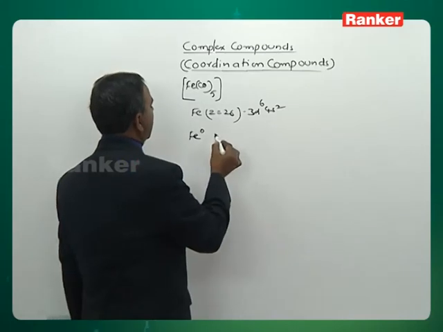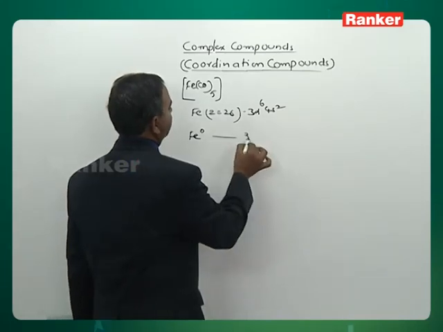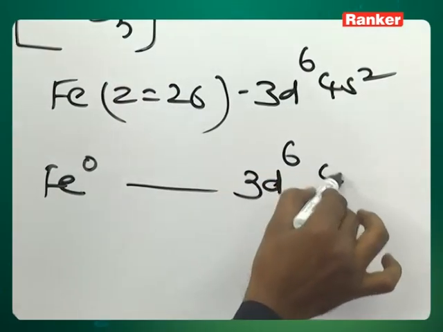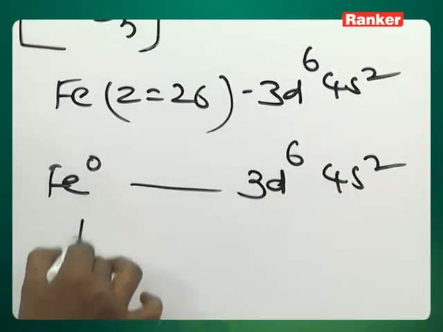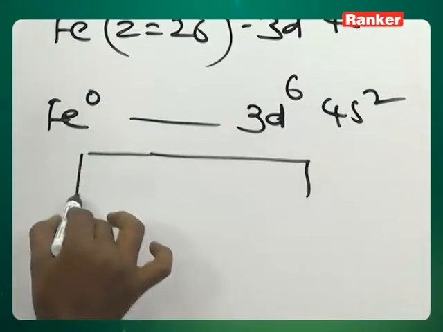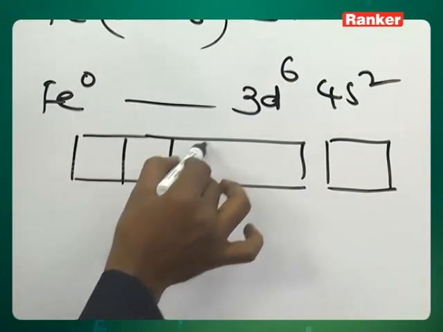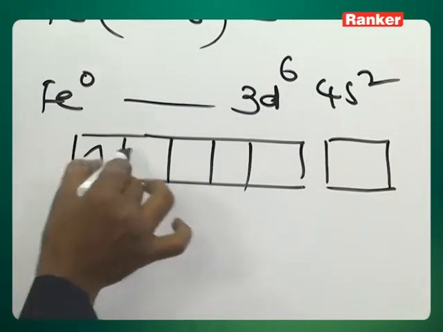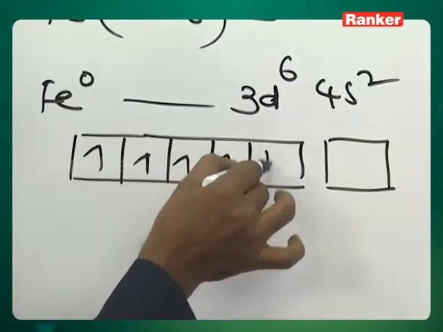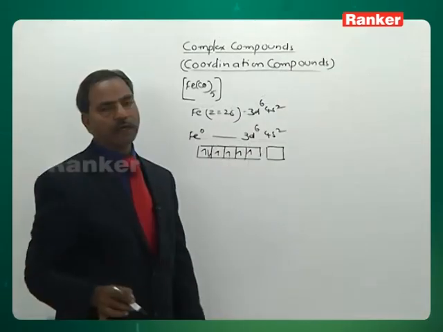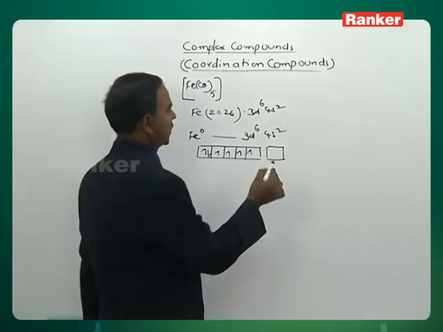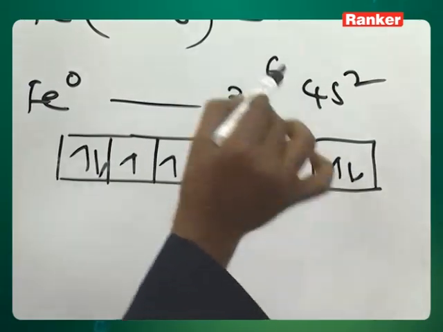Then the electronic configuration remains as such. Then it is 3d6, 4s2. The arrangement of electrons in d orbitals. Let me show how the electrons are arranged here. D orbitals, 6 electrons, 1, 2, 3, 4, 5, 6. The arrangement of electrons in d orbitals. Next, the s orbital. This is the arrangement.